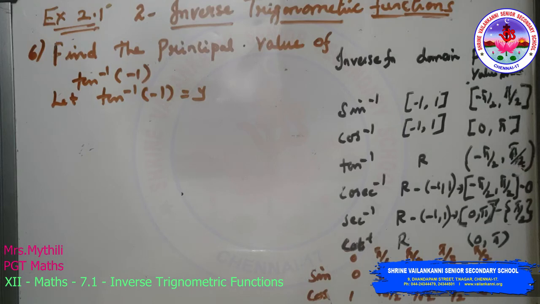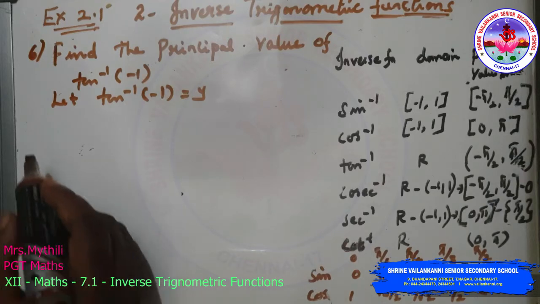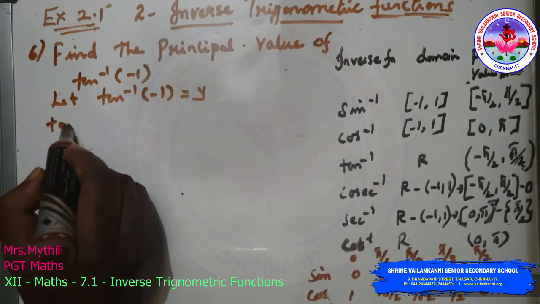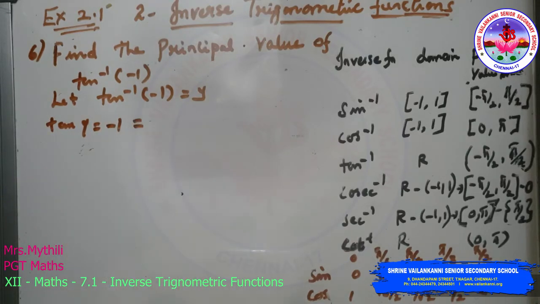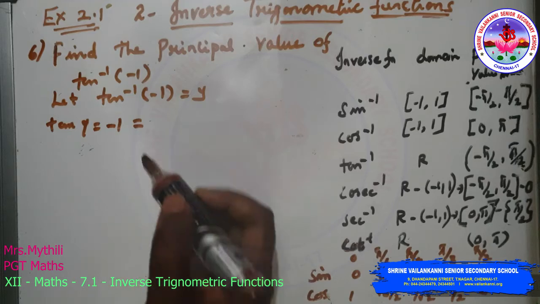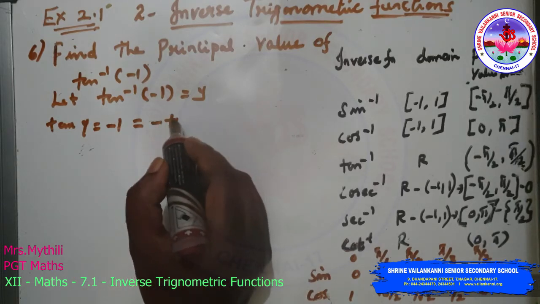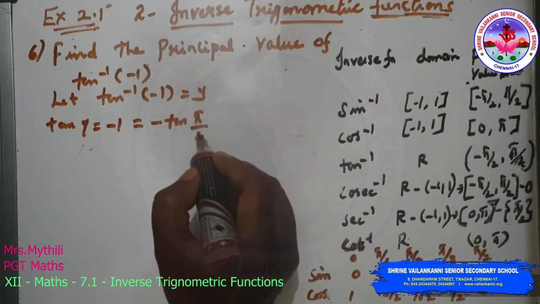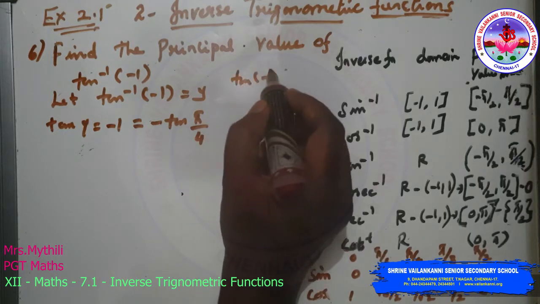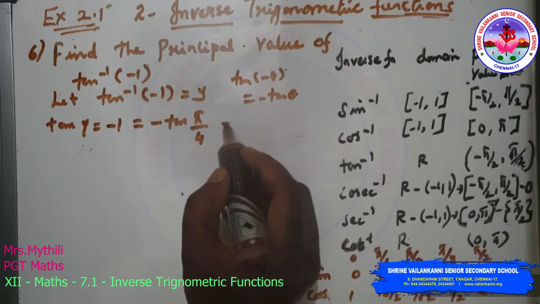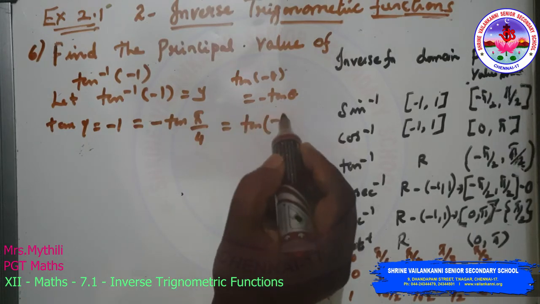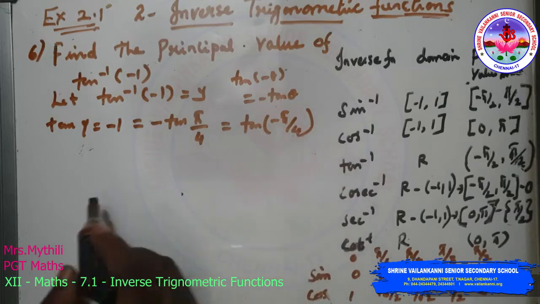Sixth one, find the principal value of tan inverse of minus 1. Let tan inverse of minus 1 equal to y. tan y equal to minus 1. Tan pi by 4 is 1, so I am writing this as minus of tan pi by 4. Tan of minus theta is minus tan theta. So I am writing this as tan of minus pi by 4.